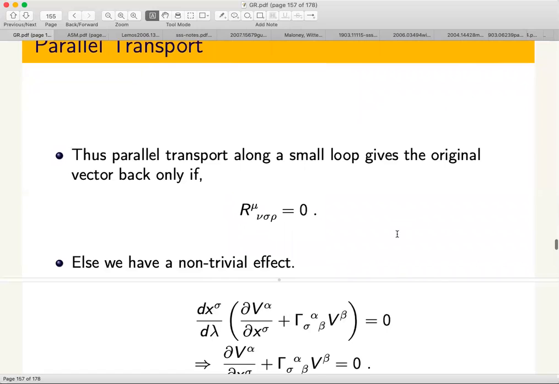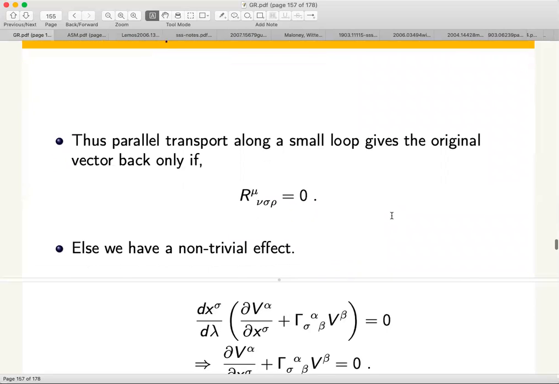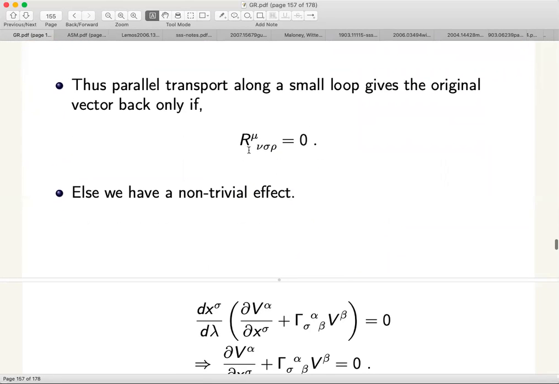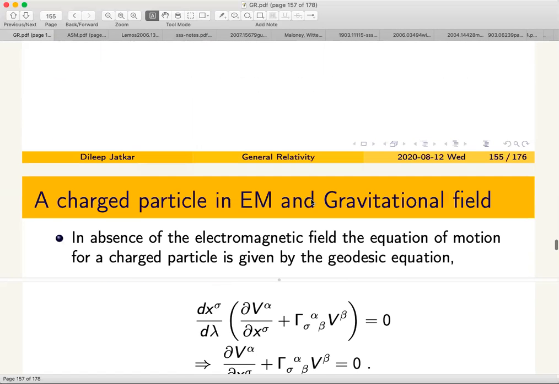Okay, and that is a statement of the space being flat, because if all components of Riemann tensor are 0, then you should be able to find a coordinate transformation which can bring the space to the Minkowski form. Okay, fine. If that is not the case, then of course the vector does not come back to itself, and there is a contribution from the curvature of space-time, and that is a non-trivial effect that you should be able to pick up. Okay, fine. So this is something we had done last time.